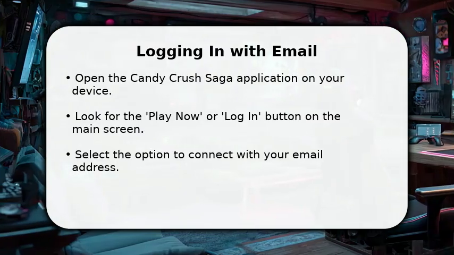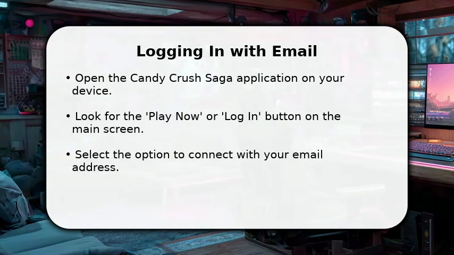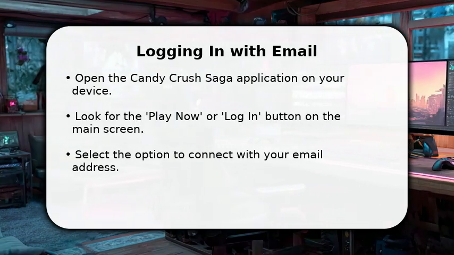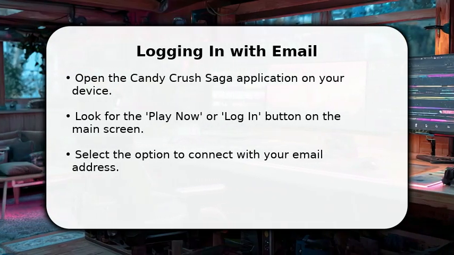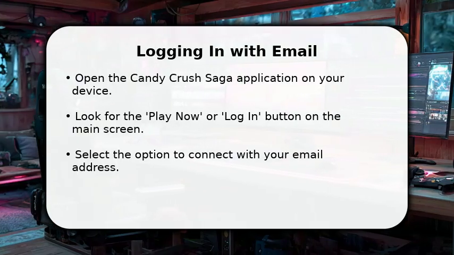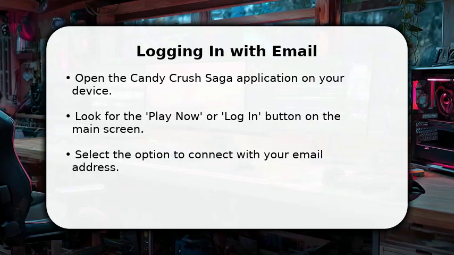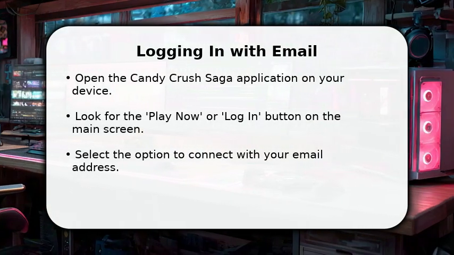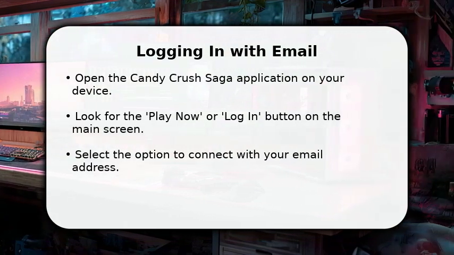Enjoy the video. In this video, I will explain how to log into Candy Crush using your email. First, open the Candy Crush Saga application on your mobile device. On the main screen, you will see options to play. Look for the Log In or Connect with Email button. Tapping this will take you to the next step, where you can begin the process of accessing your saved game progress and enjoying all your hard-earned levels and boosters. This is a straightforward process.